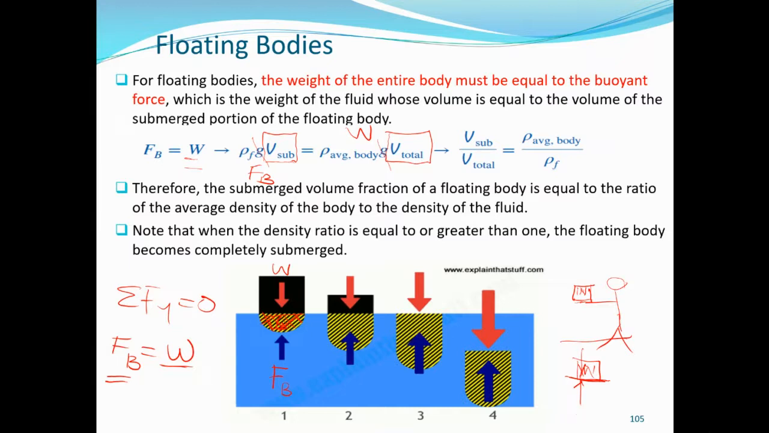Note that when the density ratio is equal to or greater than 1, the floating body becomes completely submerged. Because if it is equal to 1, it means that the submerged volume is equal to the total volume, meaning the body is totally submerged. So it is going to go under, like in the third scenario here.